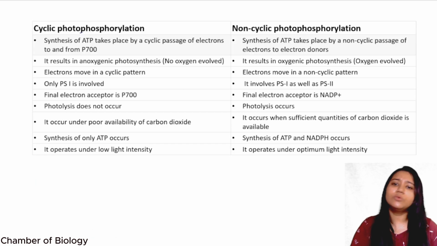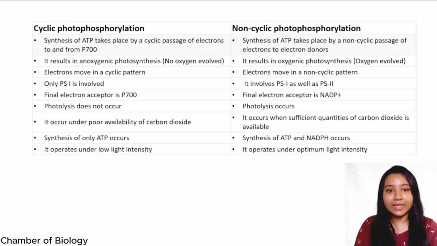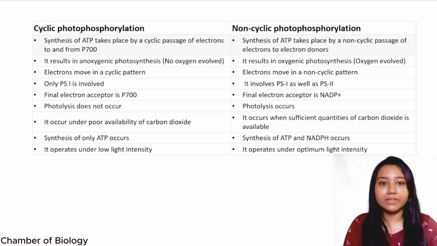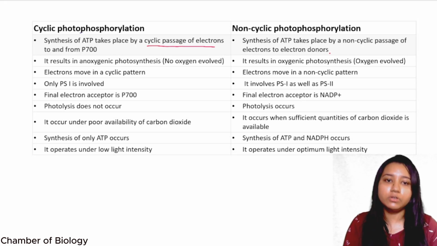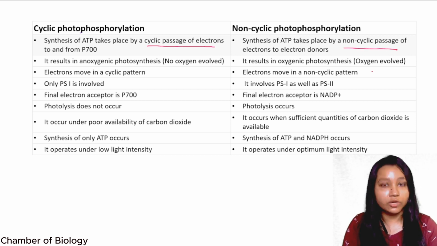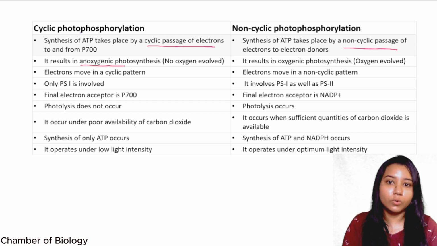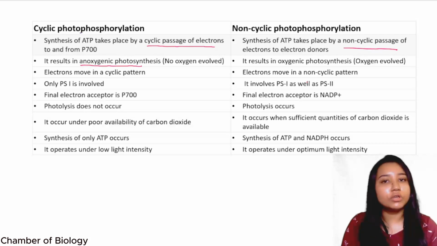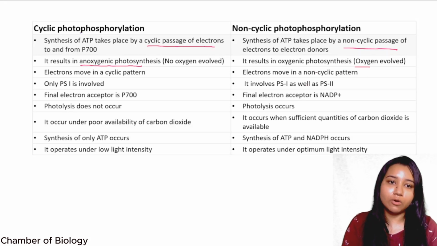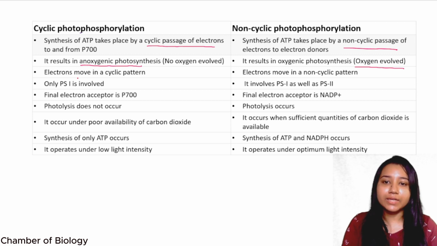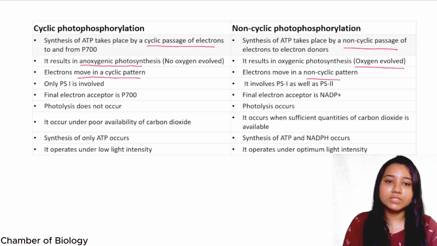So now let us see the difference between these two. We can notice, students, that cyclic and non-cyclic photophosphorylation are happening. So how is it happening? In the cyclic photophosphorylation, there is cyclic passage of the electron. In non-cyclic, it is going to be non-cyclic passage of electron. In case of the cyclic one, do we see any kind of splitting of water into oxygen? No. So it is anoxygenic photosynthesis. No oxygen is evolved. But in the non-cyclic one, we will see oxygen is going to be evolved. Electron moves in a cyclic pattern in one, and in a non-cyclic pattern in the other.